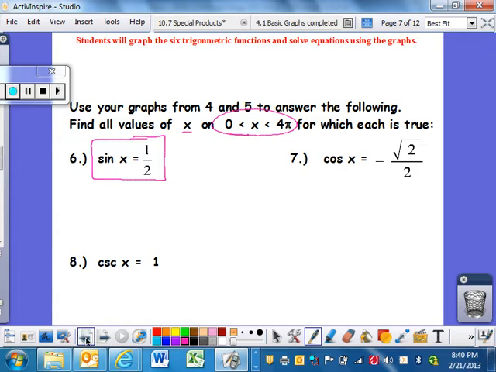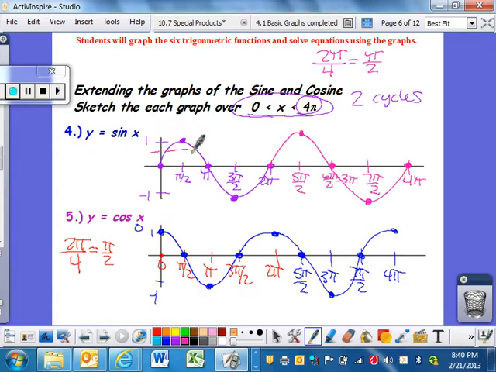Okay, so 1/2 refers to this. Halfway in there. How many times does my graph hit that dashed line? Once here, and here, and here, and here. Now what does this mean?